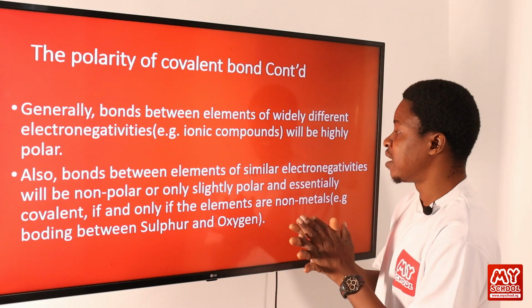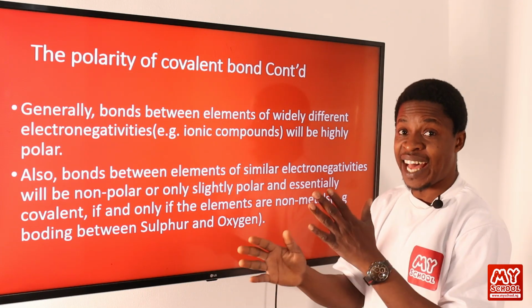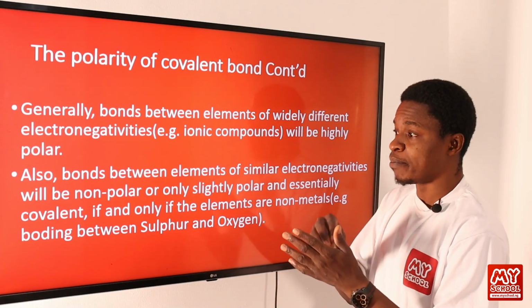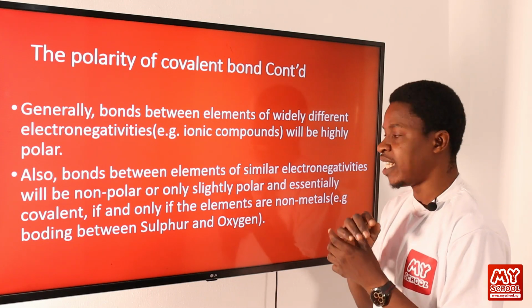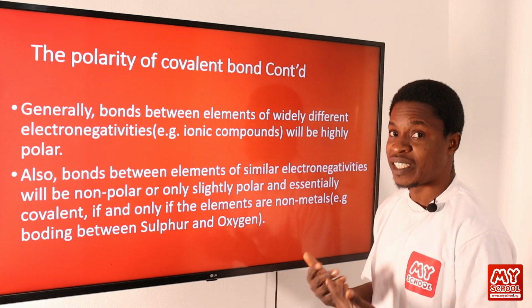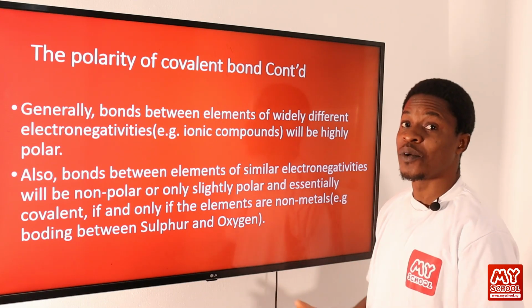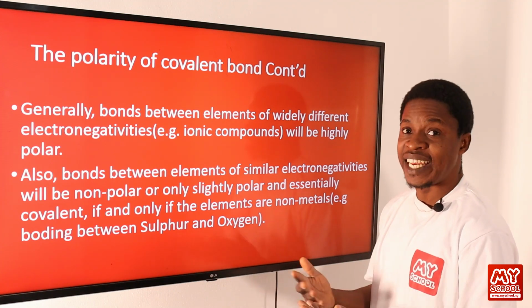The bonds between elements that have similar electronegativity, the electronegativity are similar. Okay, the type of bond between them will be non-polar or it can be slightly polar and essentially it's covalent. Of course, non-metal molecules undergo covalent bonding. Okay, so they will be highly covalent.